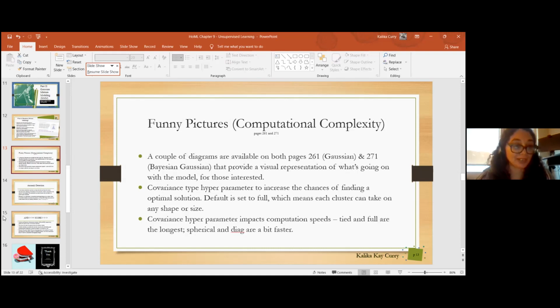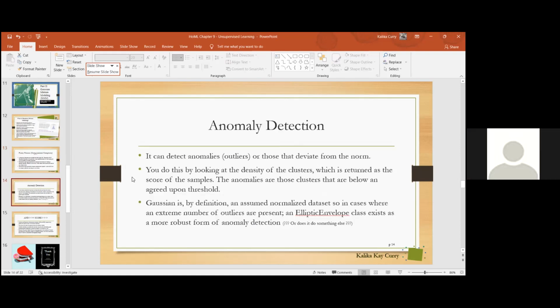Okay. So we also learned that Gaussian mixture models are good for anomaly detection, so that you can find those things that deviate out of the norm. You do this by looking at the density of the clusters, which is returned as a score of the samples, and the anomalies are those clusters that are below an agreed upon threshold, which seems to coincide with what domain you're in.